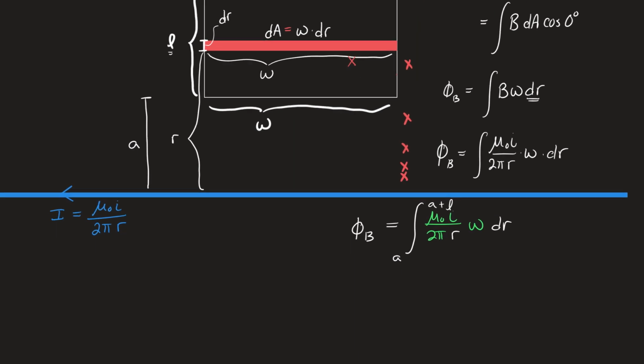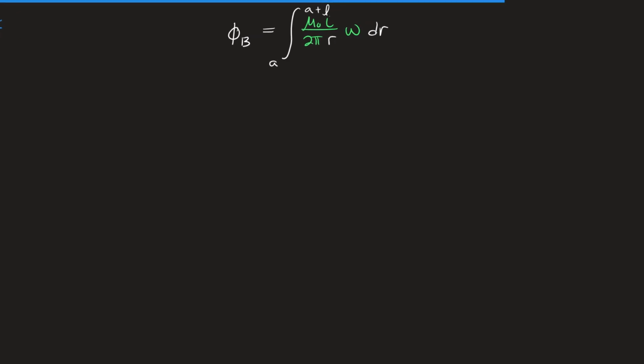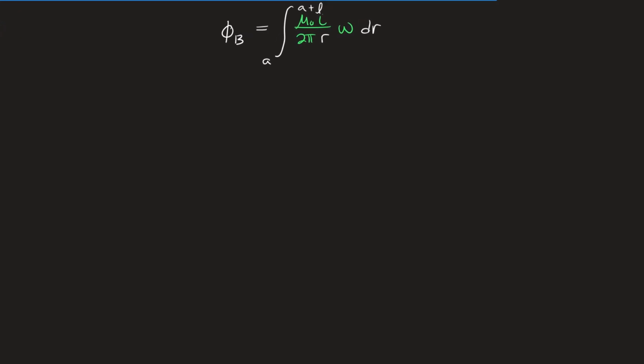All righty. We can ignore the setup now. We are looking just at the math of this. I'm going to pull out every term or every portion of this expression that has nothing to do with r. And now I'm left with an integral from A to A plus L of 1 over r dr. This is a straightforward integral.